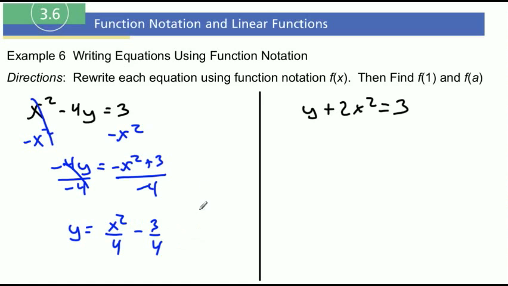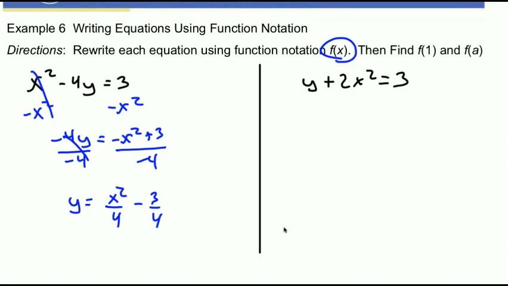All right? Okay, so we're supposed to rewrite this in function notation. So the first thing that you do is you isolate the y variable. So we have that. Now once you have the y variable isolated, you replace the y value with f of x. So now this becomes f of x. So now we have f of x equals x squared over 4 minus 3/4. Okay, so that's the first part. That's how you write something in function notation, is you first have to isolate the y variable.